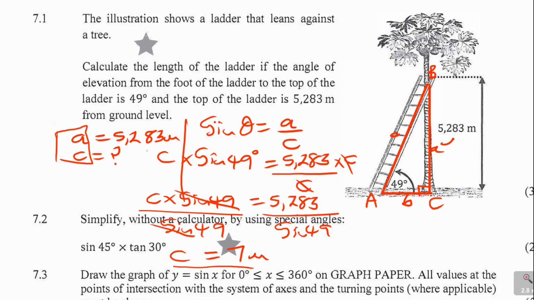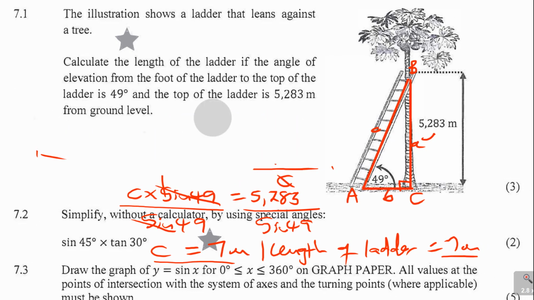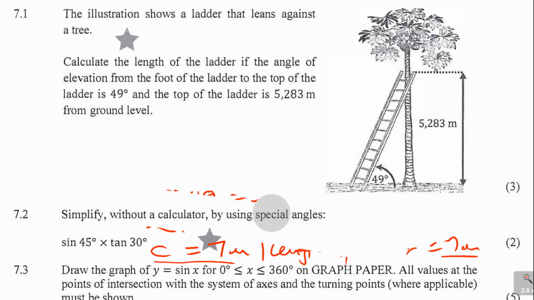So the question is, they say calculate the length of the ladder. So you can say the length of the ladder is equal to 7 meters. That's it. And then you get your answer. How many marks? 3 marks. That's what they needed from there. Okay, let's move on to the next one.